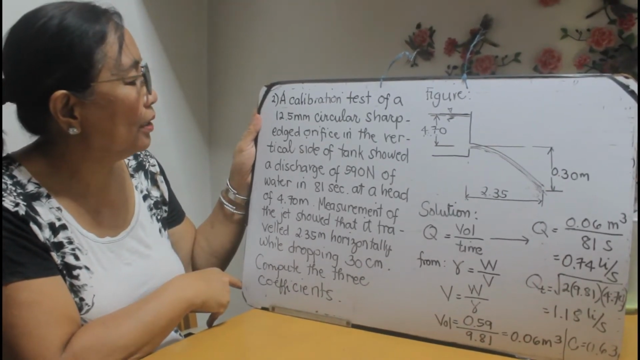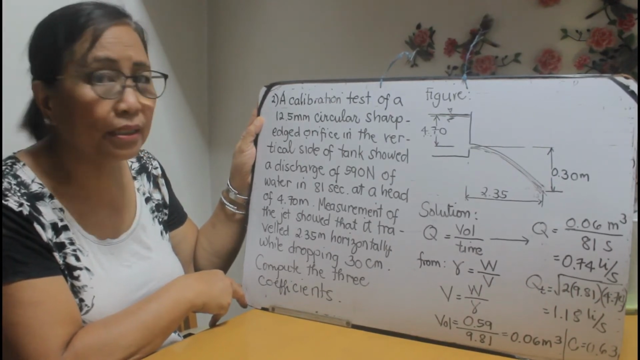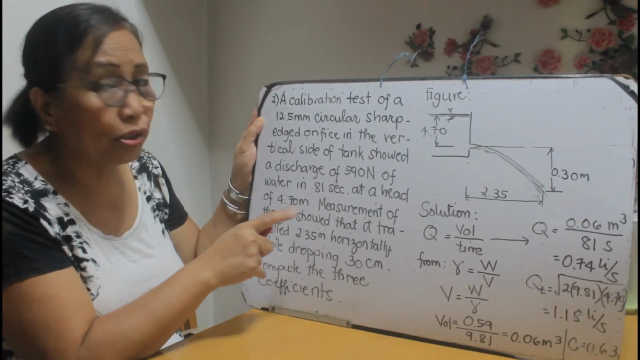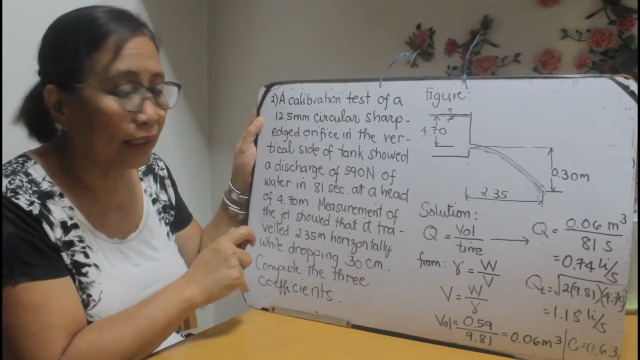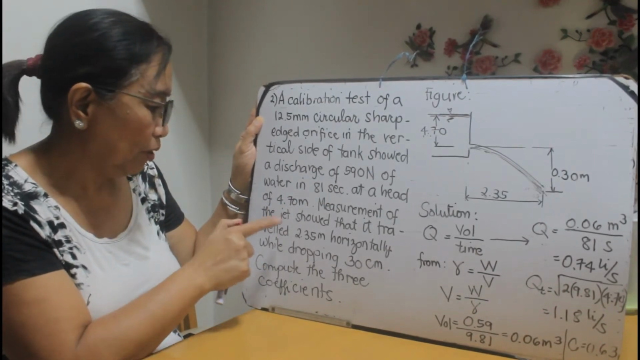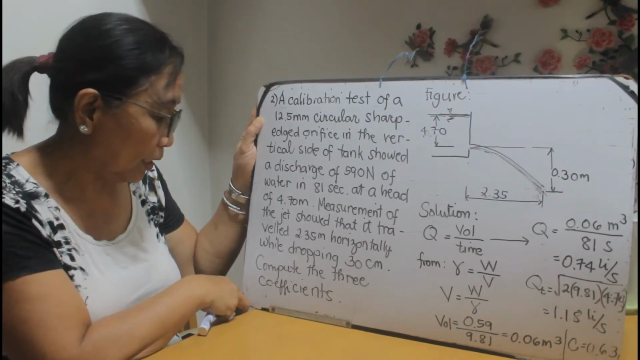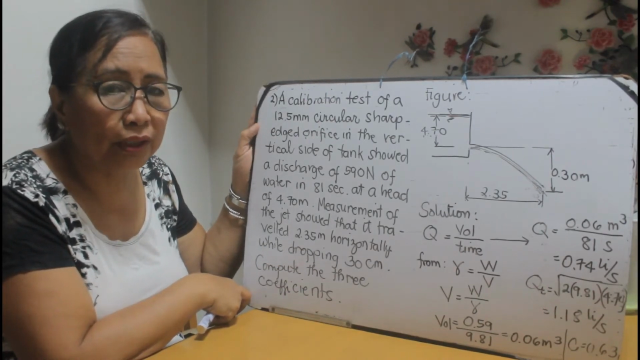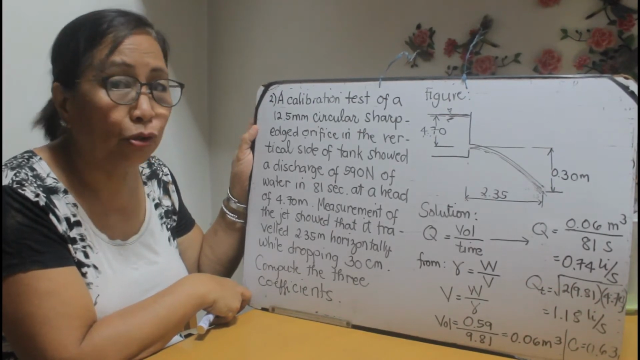A calibration test of a 12.5 mm circular sharp edge orifice in the vertical side of a tank showed a discharge of 590 newtons of water in 81 seconds at a head of 4.7 meters. The measurement of the jet showed that it traveled 2.35 meters horizontally while dropping 30 centimeters. And you are required to determine the 3 coefficients: discharge, velocity, and contraction.